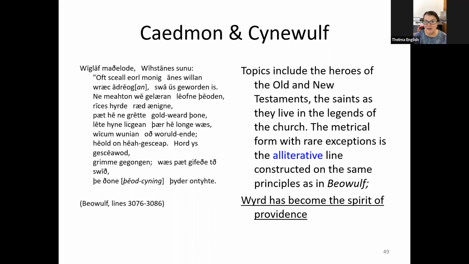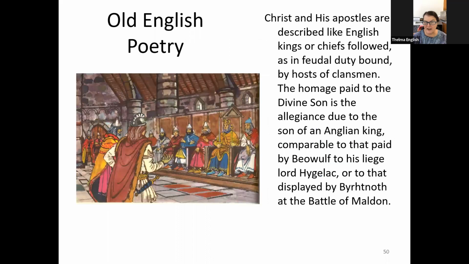Topics include the heroes of the Old and New Testaments in this poetry, and the saints as they live in the legends of the church. The metrical form, with rare exceptions, is the alliterative line, constructed on the same principles as with Beowulf. And the concept of weird in the culture becomes the spirit of providence: instead of fate, it is what God deigns will happen, what God decides will happen. And so the pagans make this switch over from believing in fate to believing in providence.